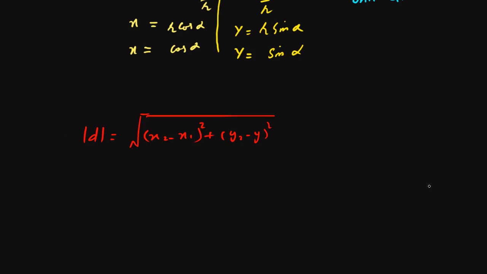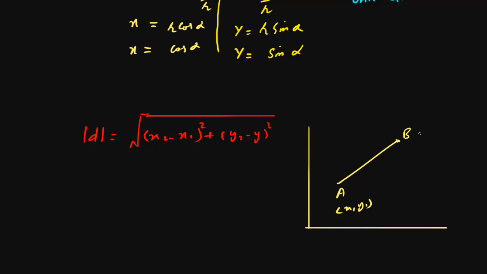For example, if I find the distance between two points in the coordinate system, point B and point A, both lying in the coordinate system like this one, then we say that it is the point x1, y1, and it is the point x2, y2. Now how are we going to find the distance? We subtract x1 from x2 and y1 from y2.